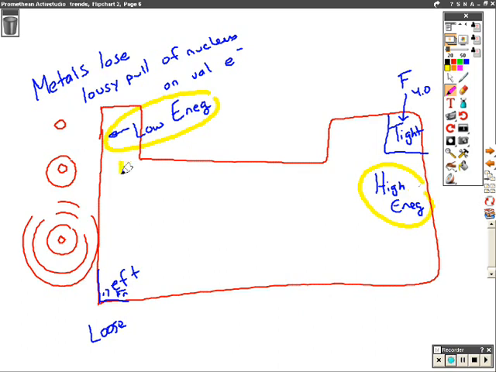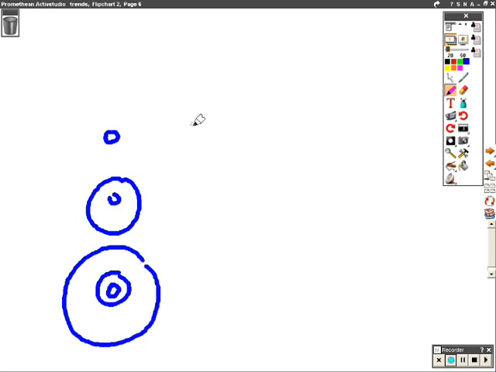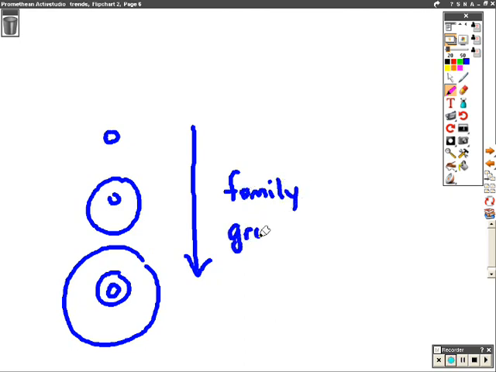So let's talk about what happens as you go down the periodic table. Let's look at the size of our atom here. I'm actually going to get rid of this. Come back to our pen here. And we're going to draw a very bad Bohr model again. You get the idea. 1, 2, 3. So as I go down, remember what that's called? A family, or group.